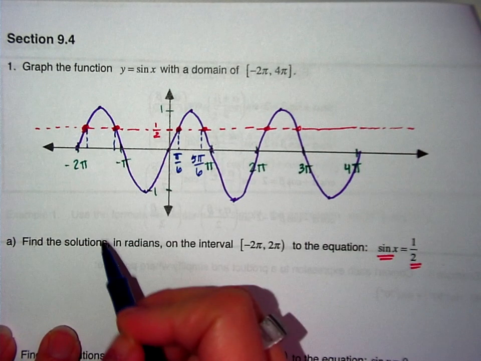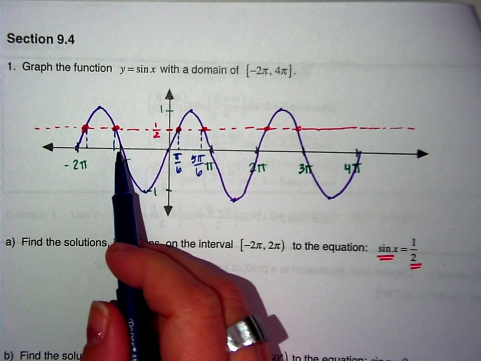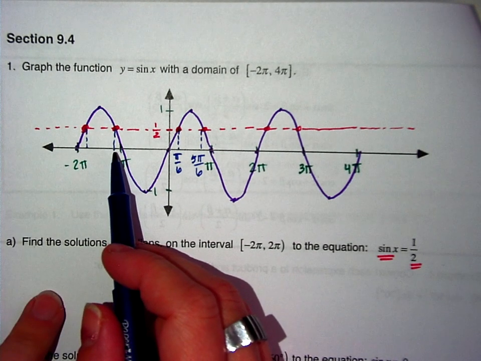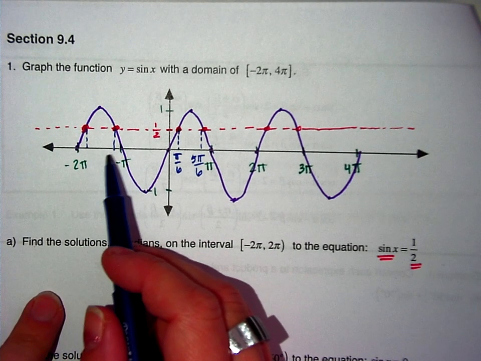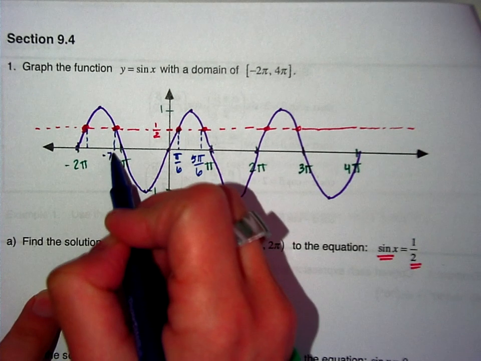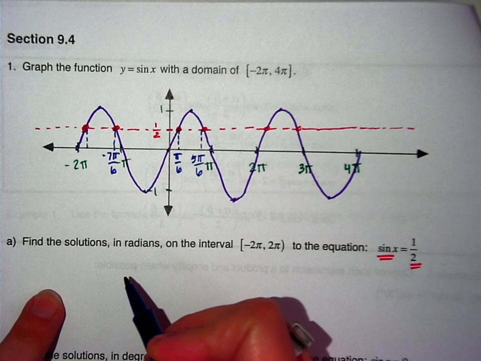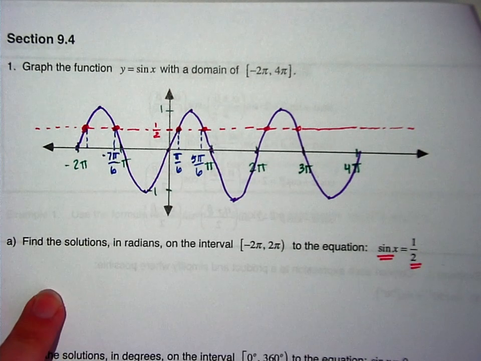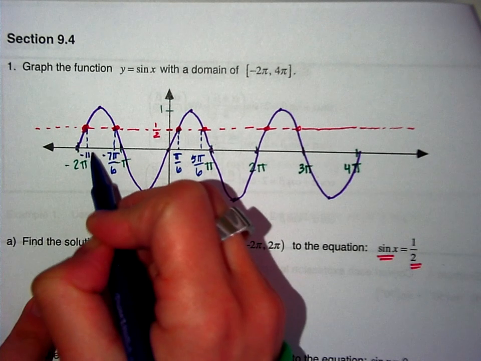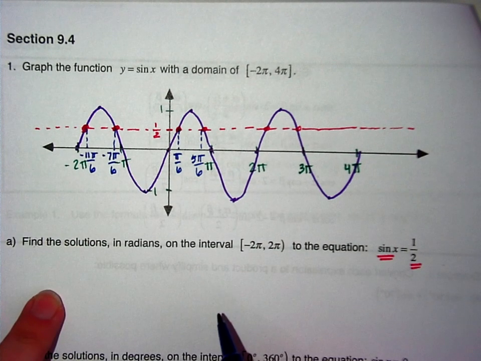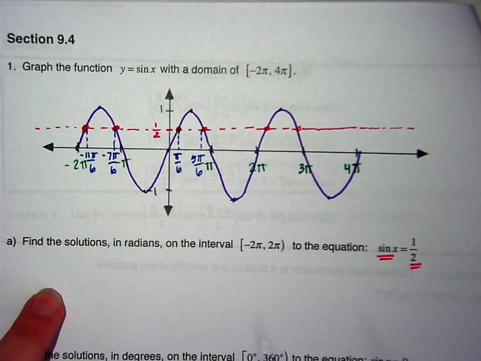Well, if I think about it, negative pi, and then I keep going, right? So again, using unit circle, what would that value be? That would be at negative 7 pi over 6. And then this one, almost all the way around to negative 2 pi, would be at negative 11 pi over 6. So those are my 4 solutions to this equation.